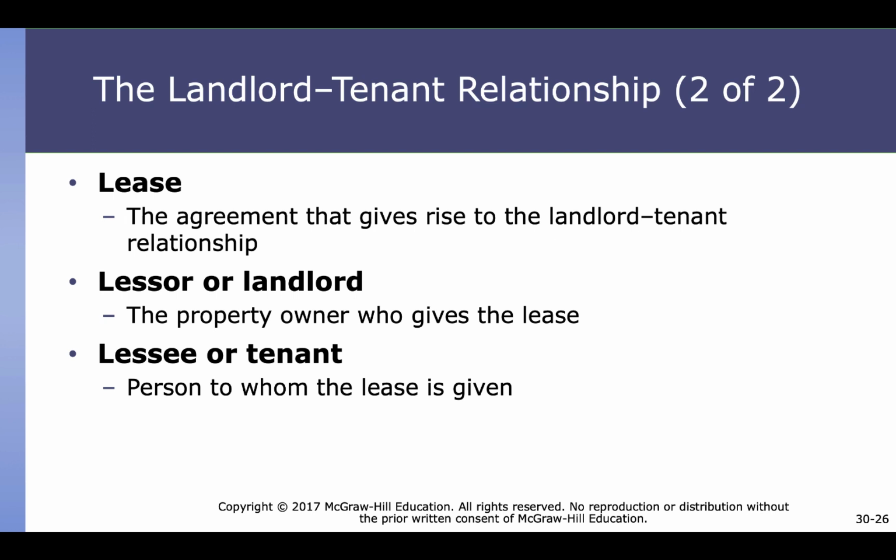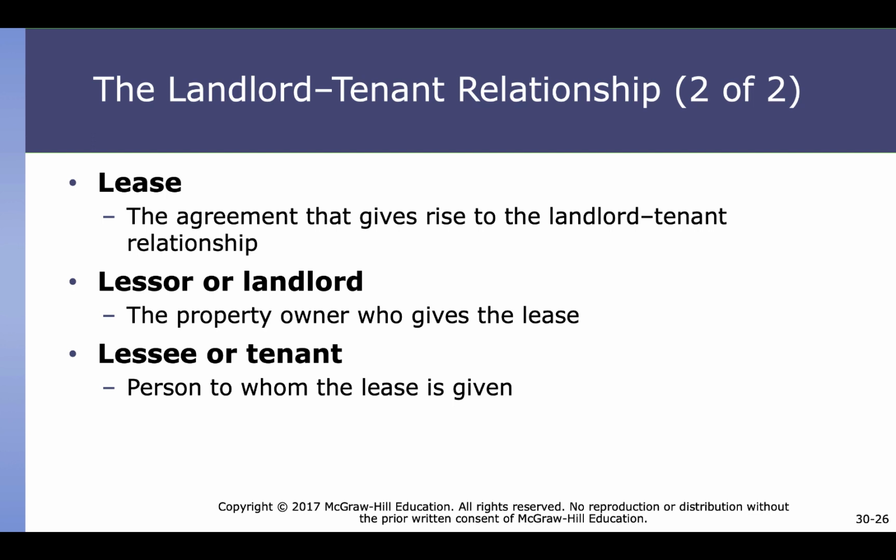A lease is the agreement that gives rise to the landlord-tenant relationship. The lessor or landlord is the owner of the property, and the lessee or tenant is the person to whom the lease is given. There are 5 necessary elements to create a landlord-tenant relationship. First, there must be consent of the landlord to the occupancy by the tenant. Second, there has to be transfer of possession and control of the property to the tenant in an inferior position to the rights of the landlord.